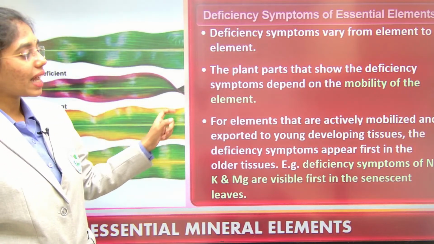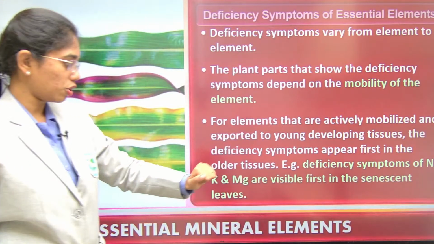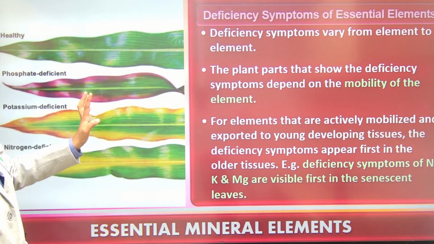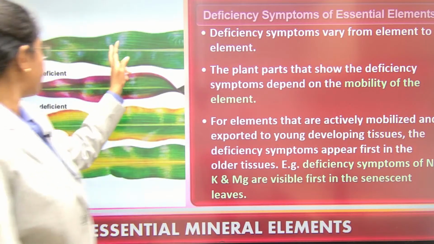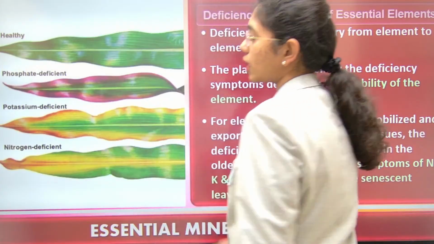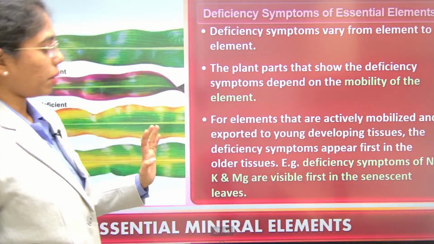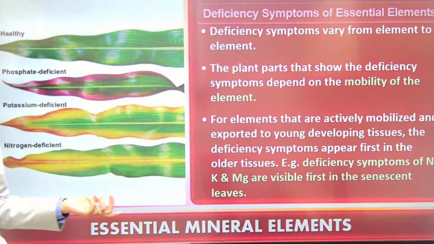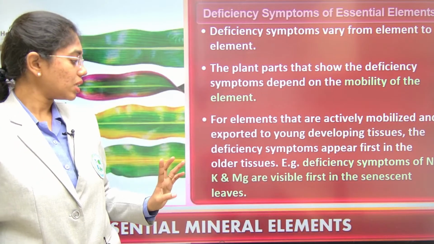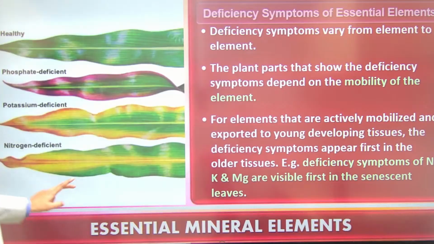Elements that are actively mobilized are exported to young developing tissues. You can see a healthy leaf, phosphate deficiency, nitrogen deficiency and potassium deficiency, easily observed in the picture. So the deficiency symptoms of potassium and magnesium are easily visible in the senescent leaves. Remember, this is a major statement directly from your text.